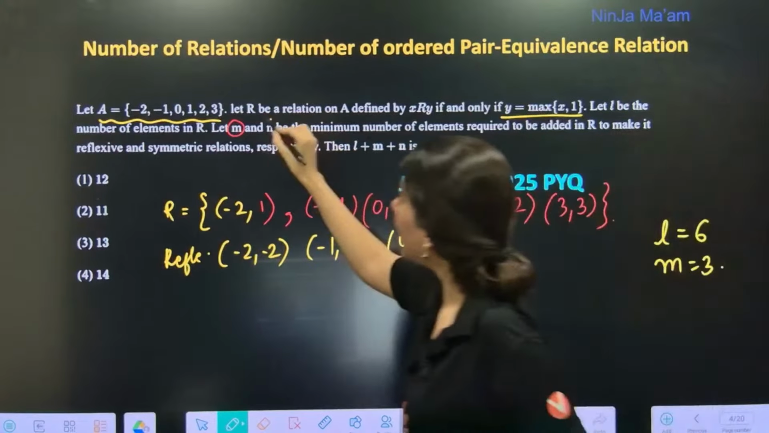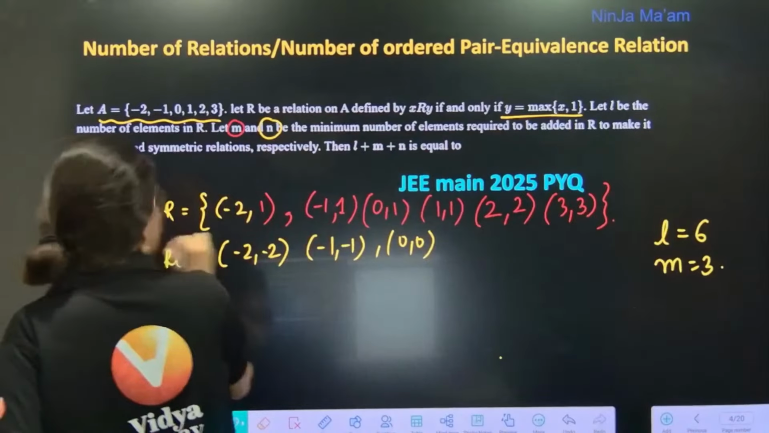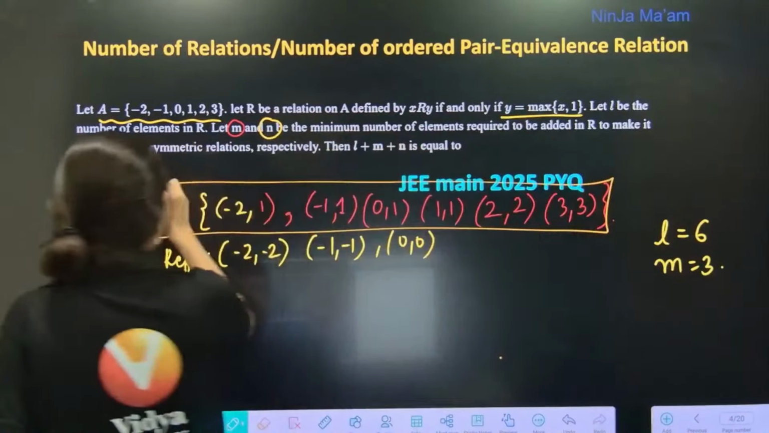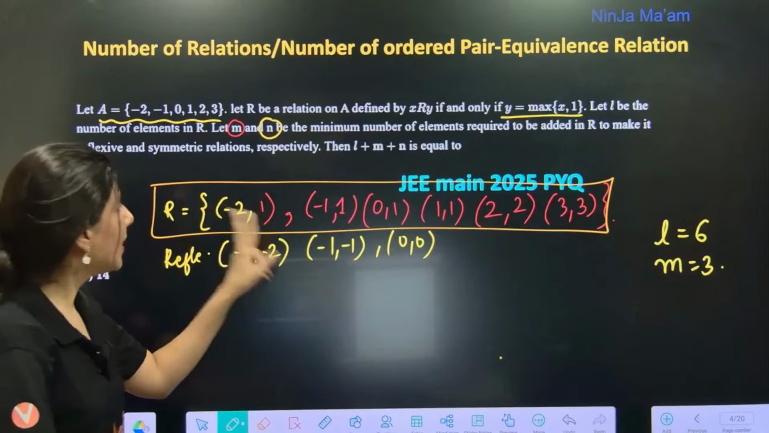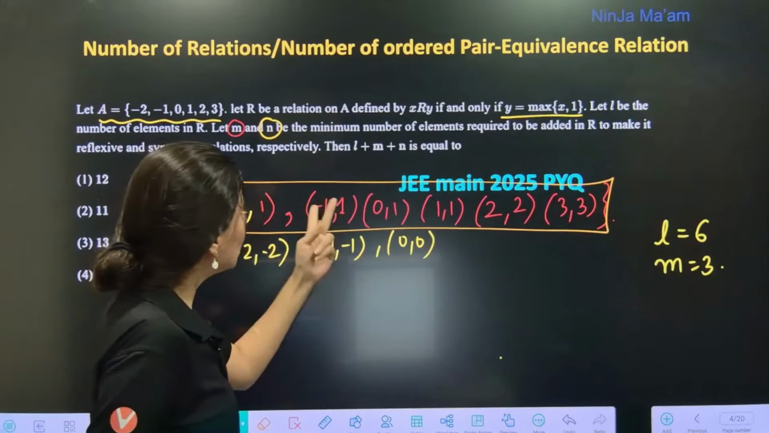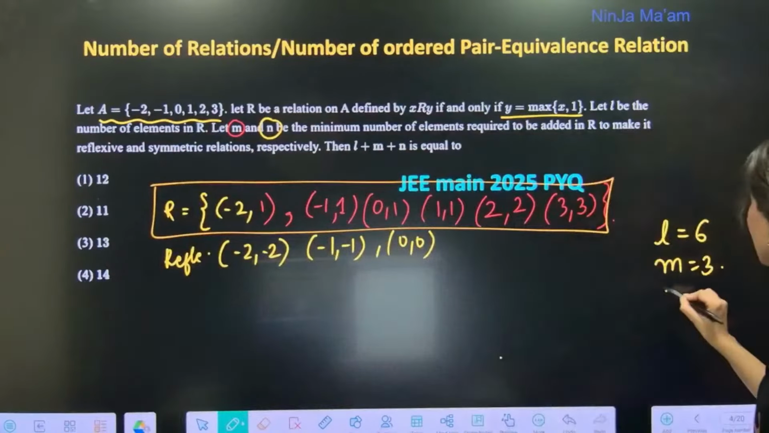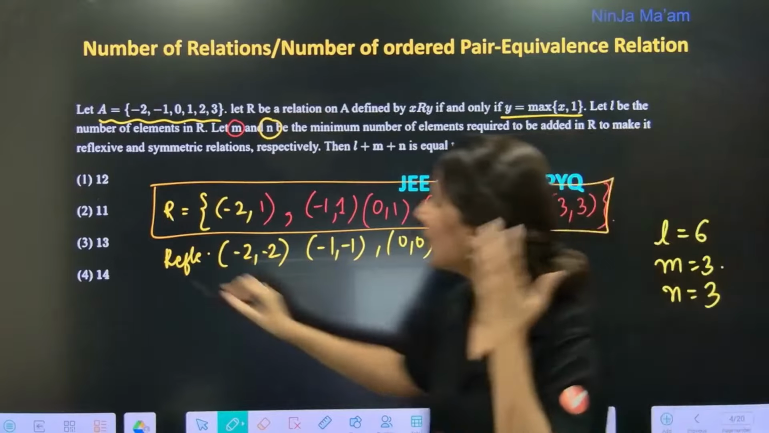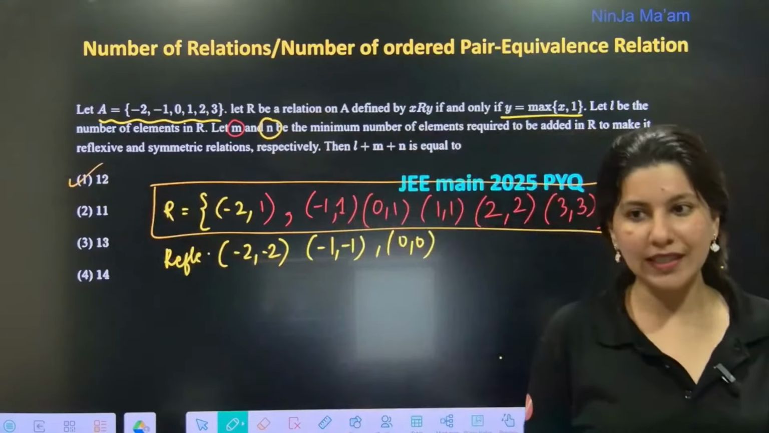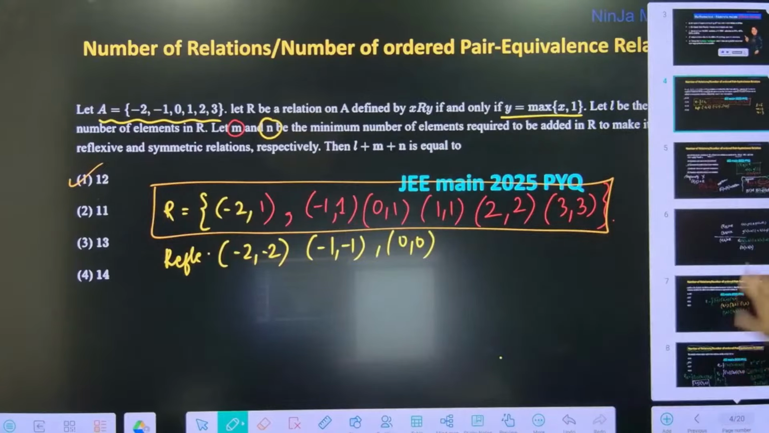Now what is N? N means you want to make it symmetric. So now to make R symmetric, this is your R. Let's make it symmetric. So ma'am, I need one more ordered pair to write y comma x. So 1, then 2, then 3. So N is also 3, my dear students. Not a very difficult question. 6 plus 3, 9, 9 plus 3, 12. Option A is absolutely correct. Okie dokie. Yes? Clear? Alright.